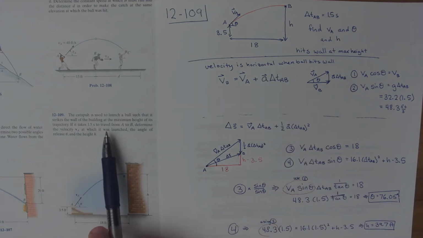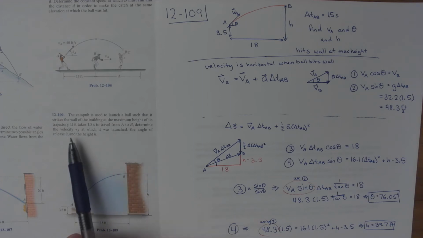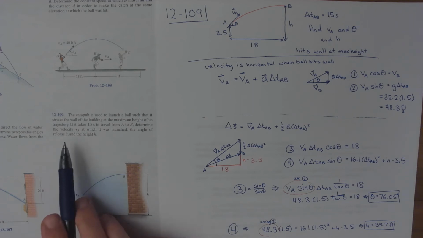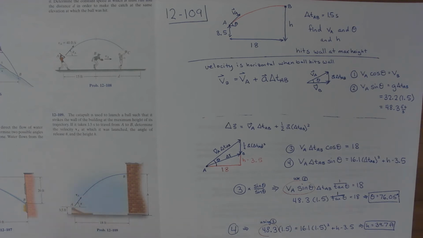If it takes 1.5 seconds to travel from A to B, determine the velocity at which it was launched, the angle of release theta, and the height h. It's very interesting to me that they ask you for the initial velocity in this problem, when usually they ask you for the initial speed, because they're also asking you for theta. But if they asked you for the initial speed and theta, you could put those together and get the velocity because you have the magnitude and direction. So I'm really only going to be worried about finding the initial speed and theta, because if we have both of those, we know what the initial velocity is.